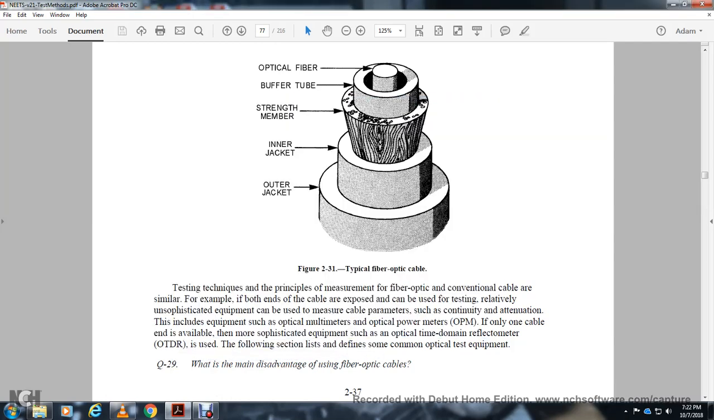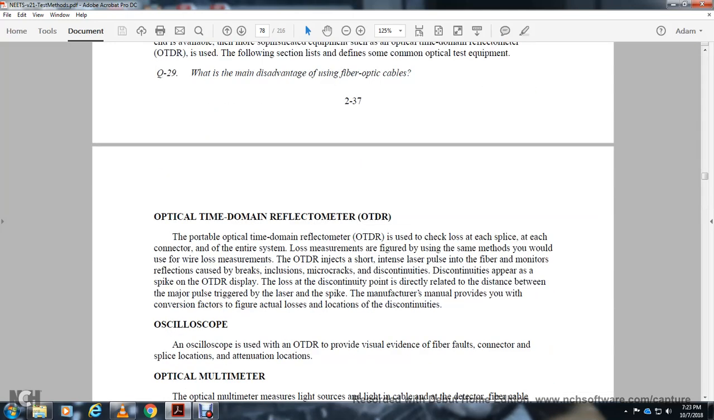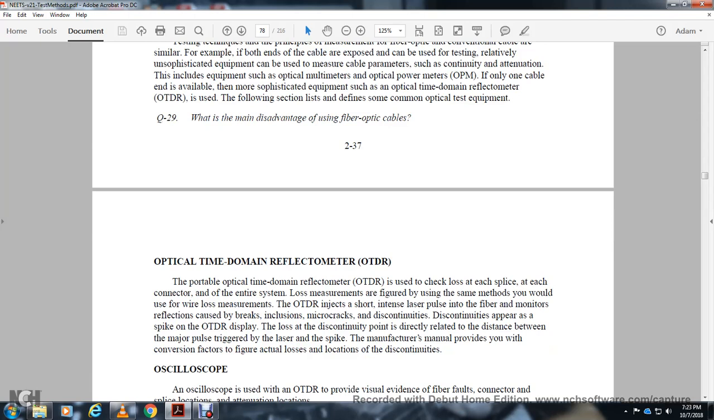Testing technique principles for measuring fiber optic and conventional cable are similar. For example, both of them can be tested with relatively unsophisticated equipment, which can be used to measure cable parameters such as continuity and attenuation, including equipment such as optical multimeters and optical power meters. If only one end of the cable is available, more sophisticated equipment, the optical time domain reflectometer, is used. The following sections define some of the optical testing equipment.